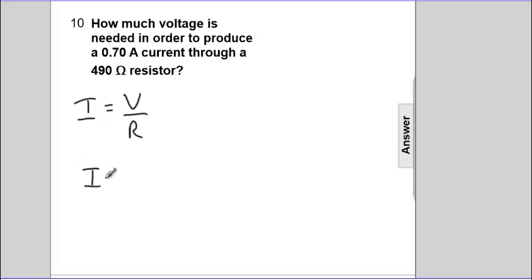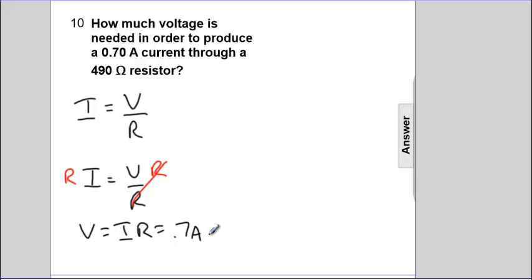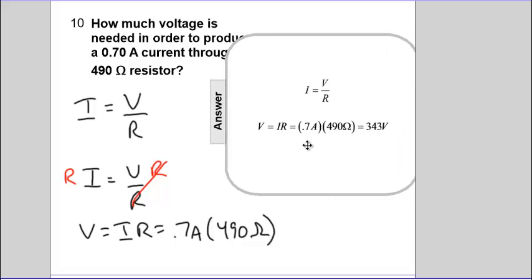I'll rewrite I is V over R, and if we want to isolate V, we're going to multiply both sides times R, which will cause cancellation, and I'll rewrite V is I times R, so the voltage will be the current times the resistance, and that is 7/10, 0.7 amps times 490 ohms of resistance. Save the calculation. I'll just reveal the answer. 343 volts.